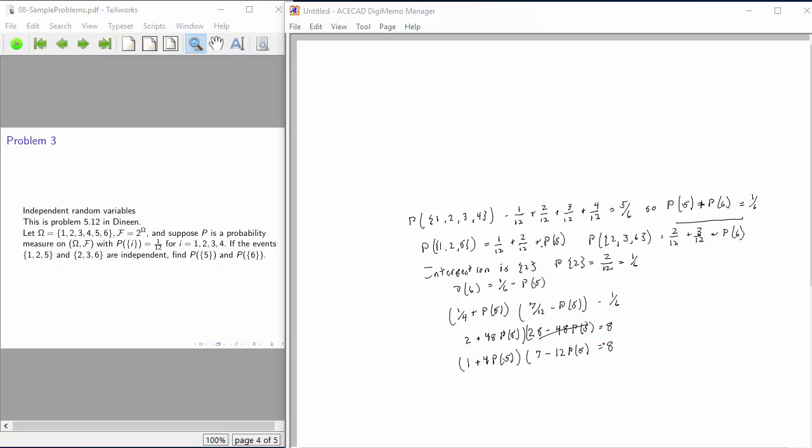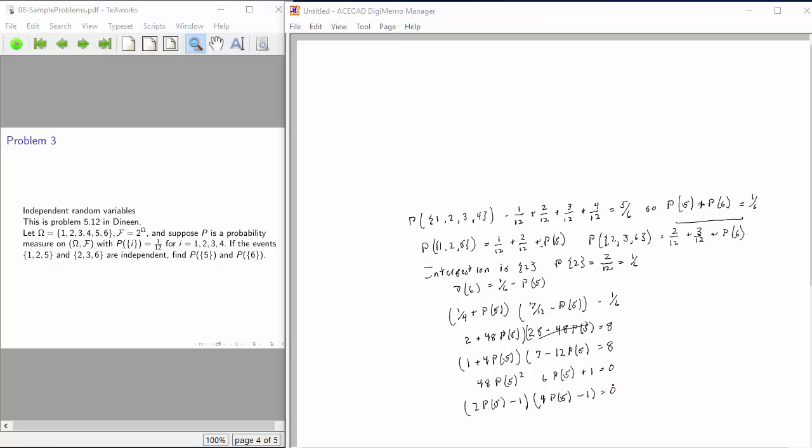That's more like it. Multiplying this out, I get 48 times p of 5 squared minus 16 p of 5 plus 1 is equal to 0. And that factors rather nicely into 12 p of 5 minus 1 times 4 p of 5 minus 1 is equal to 0. You say, aha, quadratic, 2 solutions.